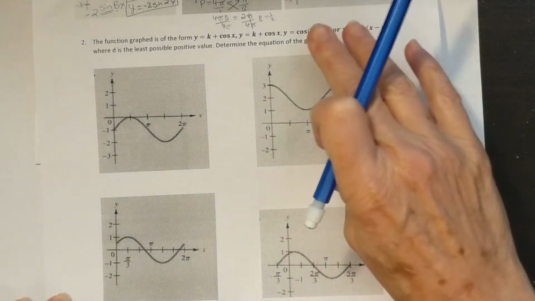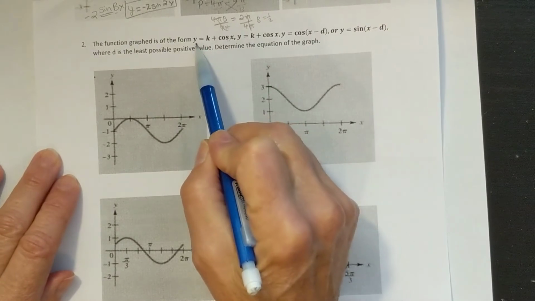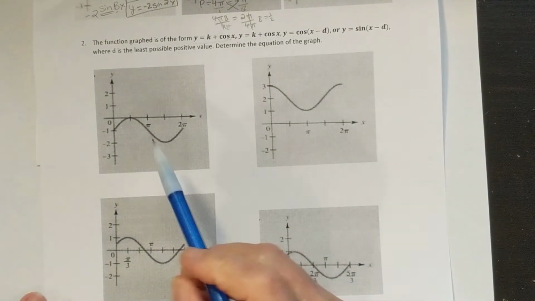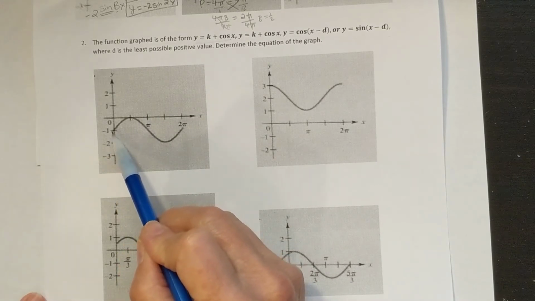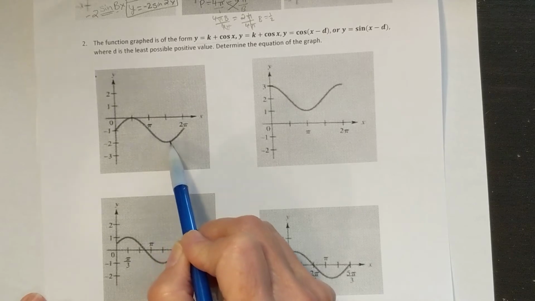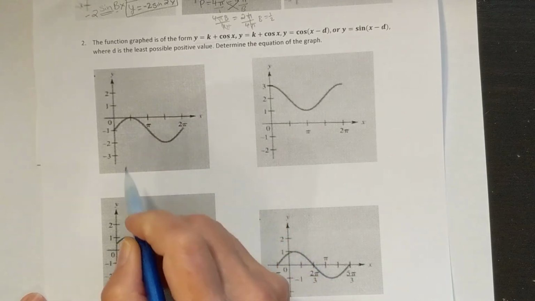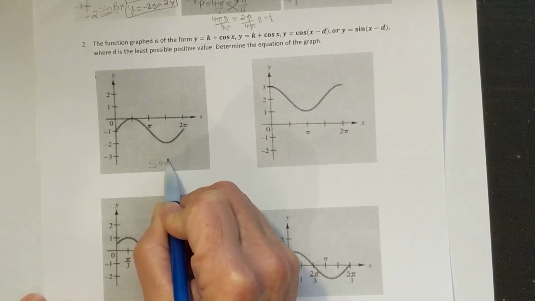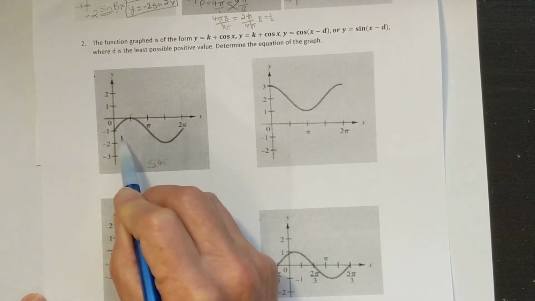What's the difference in these? Vertical shifts and horizontal shifts. So let's see if we can figure this out. Let's look at this one. Look, it starts in the middle, goes high, goes middle, goes low, goes middle. This is a sine graph. This is a sine wave of some sort. Okay, so what's going on with this sine wave?